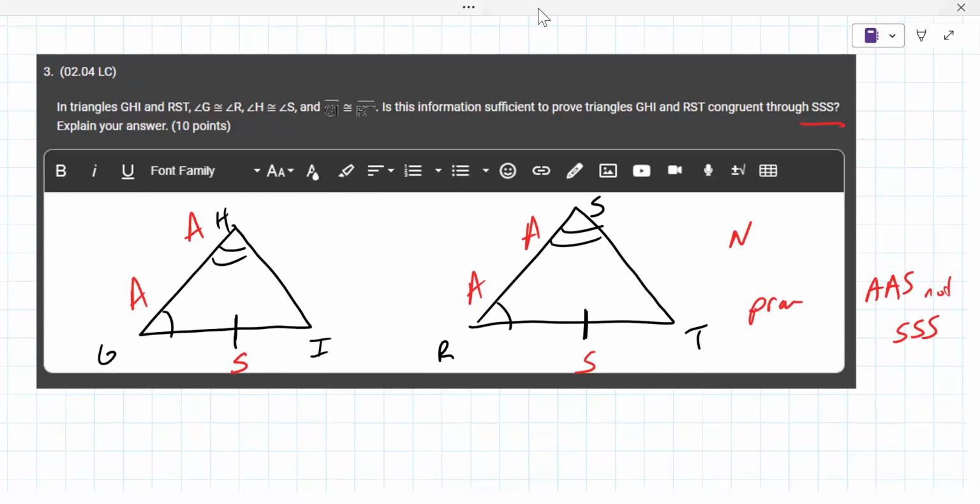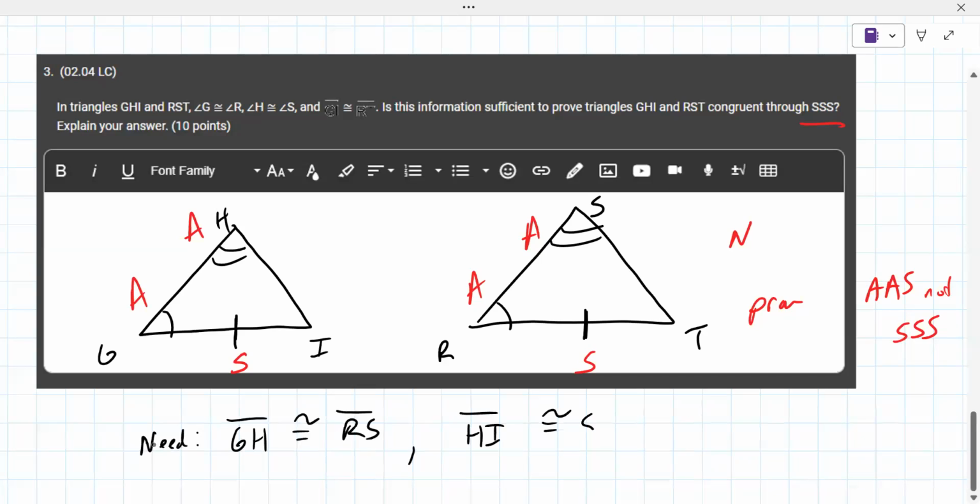You would need, and that's maybe what you want to add in here, you would need to add that GH is congruent to RS, and then you also need to say that HI is congruent to ST.